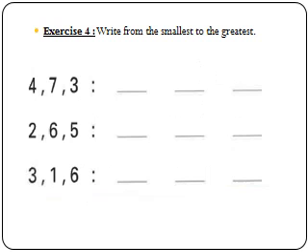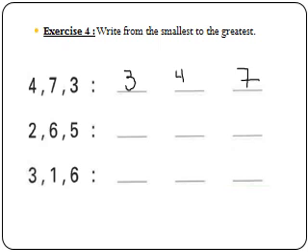In exercise 4, we have to write from the smallest to the greatest. Which one is the smallest? Which number from 4, 7 and 3 is the smallest number? 3 is the smallest number. We're going to start with 3. Then 4. And then 7, because 7 is the greatest number here.